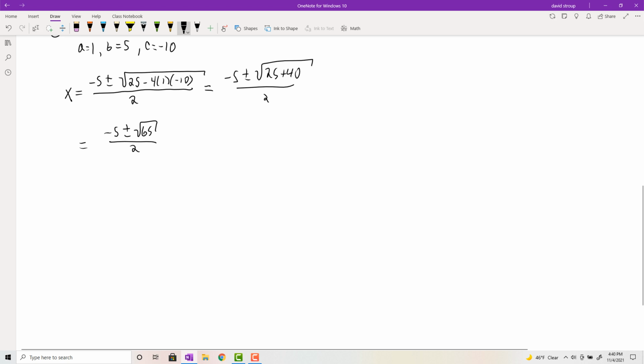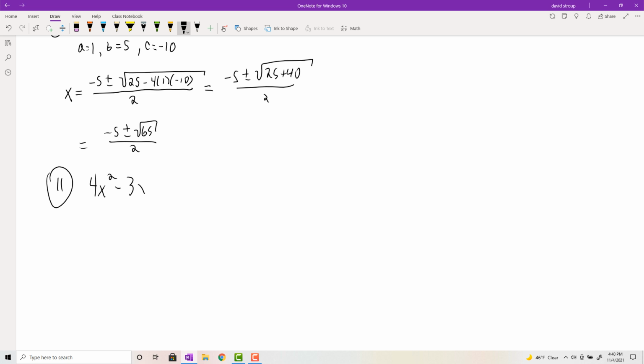Let's look at number 11. So I have 4x squared minus 3x equals negative 6.